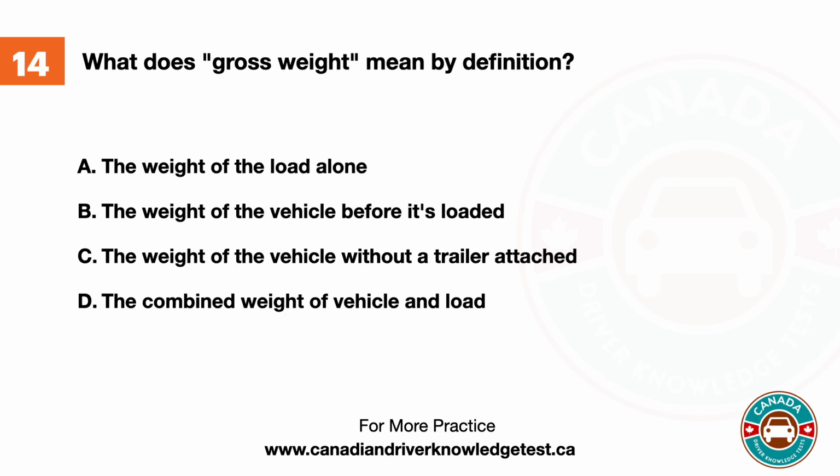Question 14. What does gross weight mean by definition? A. The weight of the load alone. B. The weight of the vehicle before it's loaded. C. The weight of the vehicle without a trailer attached. D. The combined weight of vehicle and load. The answer is D. The combined weight of vehicle and load.